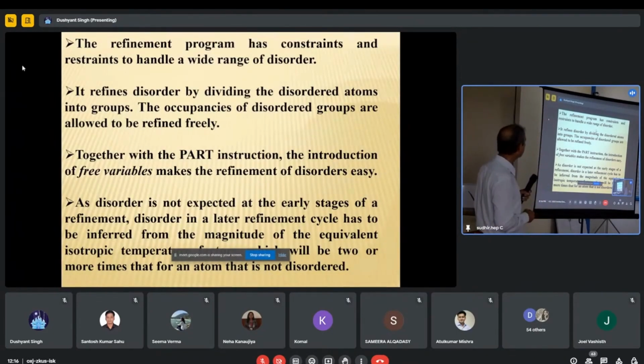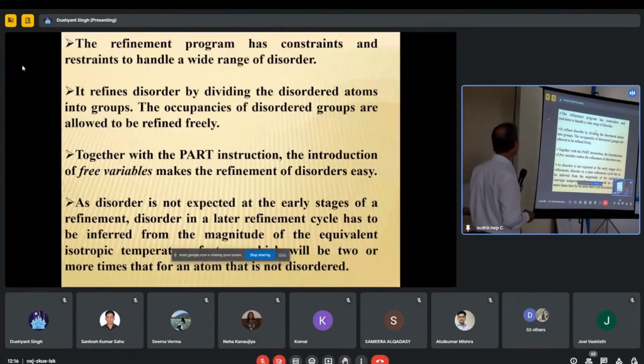Because normally in the refinement, we keep the occupancy as 1. So whenever we have to solve the disorder, we have to keep this occupancy free. We have to allow it to refine. Maybe it is 70%, 30%, 20%, 80%. Unless you allow it to refine, your program will not run.